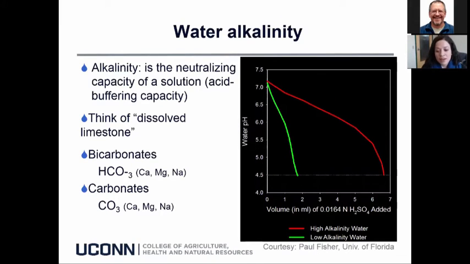So if we compare that to the green line, which is water with low alkalinity, you can see that if I add just a little bit under 2 milliliters of sulfuric acid, the pH drops very dramatically, right? So you can see if you're trying to adjust the pH of your nutrient solution, you want to start by knowing, do I have a lot of alkalinity or not, right? Why is it that it's harder for me to drop the pH? Or why is it that I just add a very little and it drops very quickly?